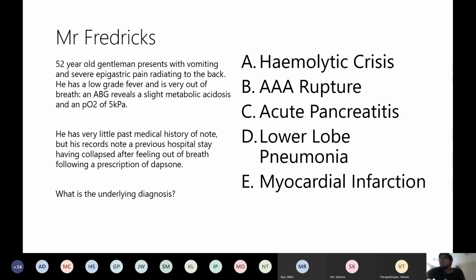So only one person went for AAA rupture, and I'm surprised. I thought more people might have gone for that, because when you see someone with this kind of pain radiating to the back, you should always also think about a AAA rupture. But in fact, in this case, it is acute pancreatitis. The significance of the dapsone and the G6PD is that people with G6PD are at an increased risk of producing gallstones. Gallstones can get stuck at the end of the pancreatic duct, and they can cause pancreatitis. So that's the relevance of that little bit of the history. You need to take into account all aspects of this question in order to get the right answer. This is a really hard SBA. You'll get maybe one or two of these in your entire written paper.